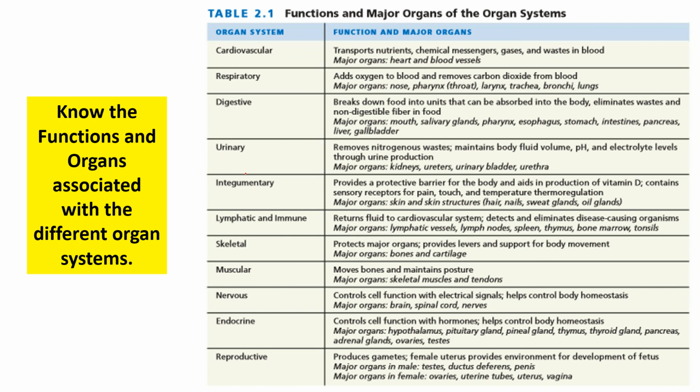This is also a handout that you picked up in class for exercise 2. It gives you a list of all of the 11 organ systems. The first statement is telling you the function. So, for instance, the function of the cardiovascular system is to transport nutrients, chemical messengers, gases, and waste. Then, in italics underneath, it gives you the major organs involved in the cardiovascular system, which would be the heart and blood vessels. You can do that for each of the individual organ systems.